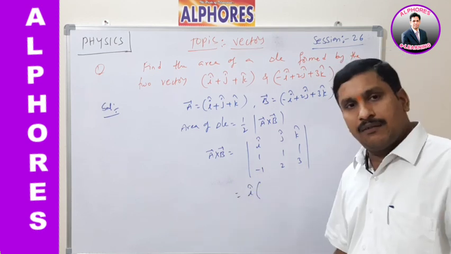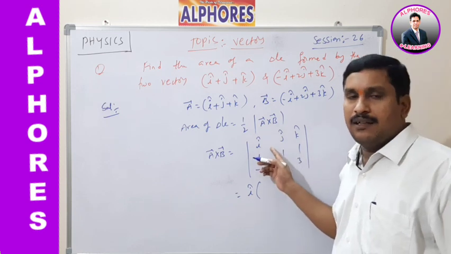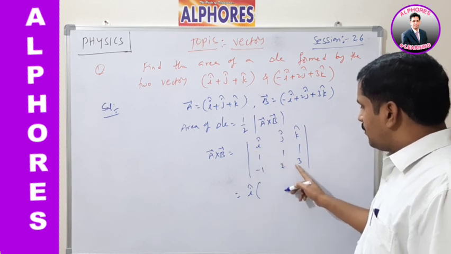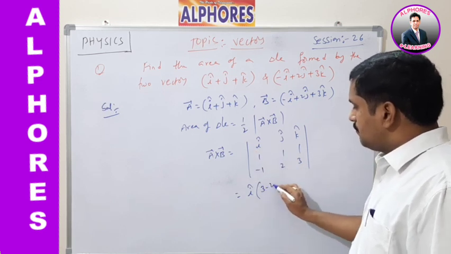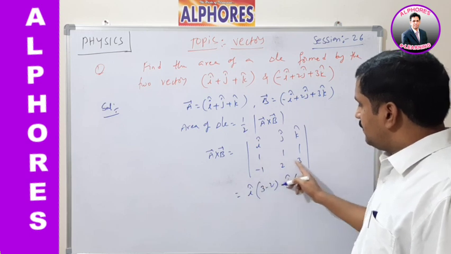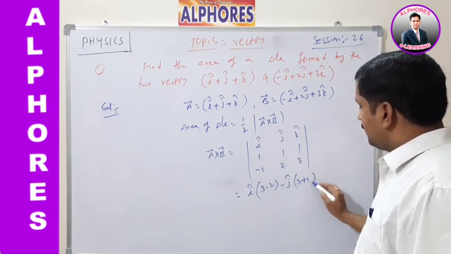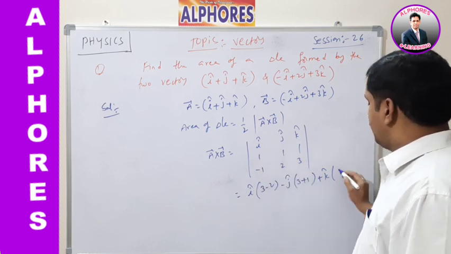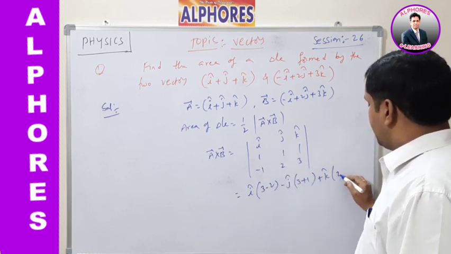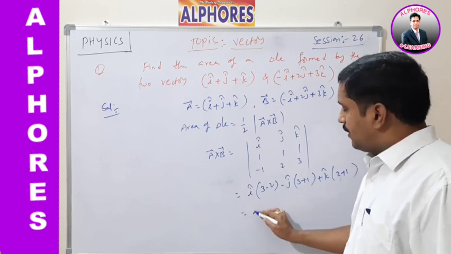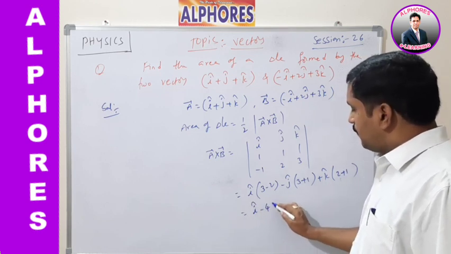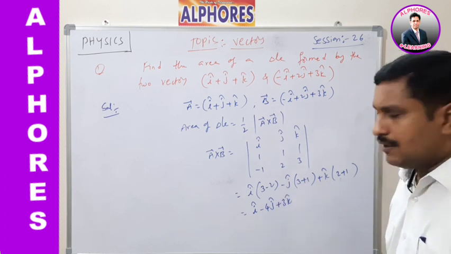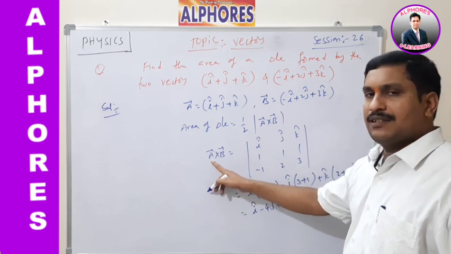Now I will find it in a direct way, because this type of problem was already completed yesterday. So i cap into (1 into 3 minus 1 into 2), that is 3 minus 2. Again minus j cap into (3 minus of minus 1), that is 3 plus 1. Again plus k cap into (1 into 2 plus 1), that is 2 plus 1. The vector is i cap minus 4 j cap plus 3 k cap. Are you clear? This is the vector I get after doing the cross product of the two vectors.